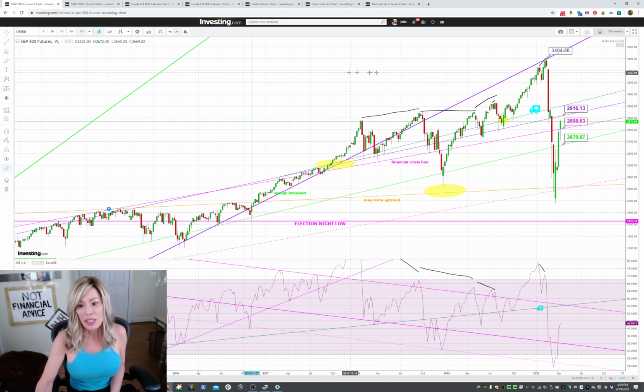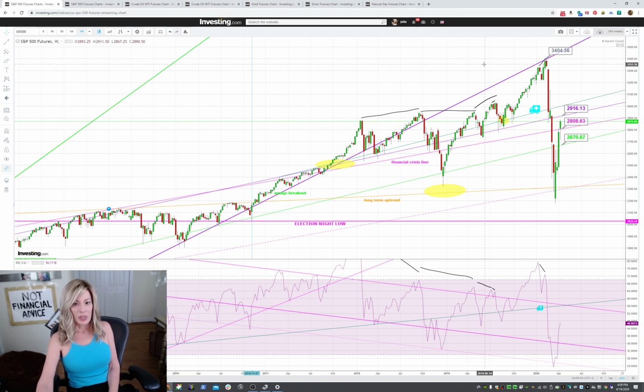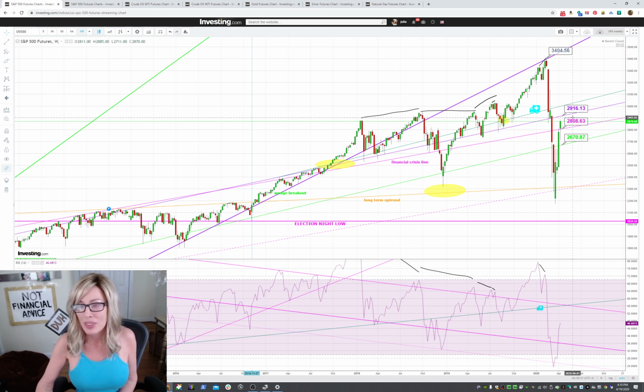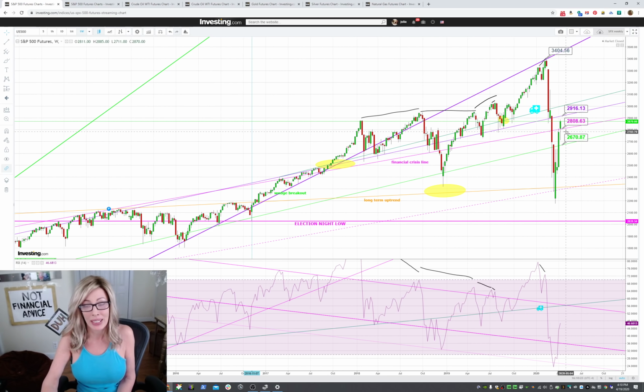Anyway, so this is my weekly ES chart, which is also SPX futures. I think last week a lot of people were calling the top here, and I'm like, oh, I can't really see the numbers. Hold on. Okay, so a lot of people were calling the top last week, and I was like, well, it did bounce off my financial crisis line, but it didn't look toppy to me. It just didn't.